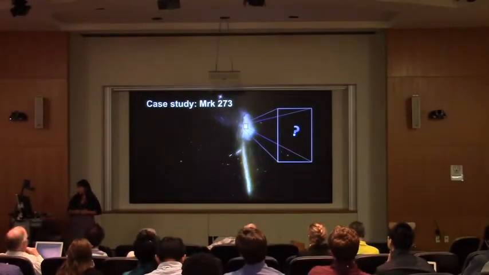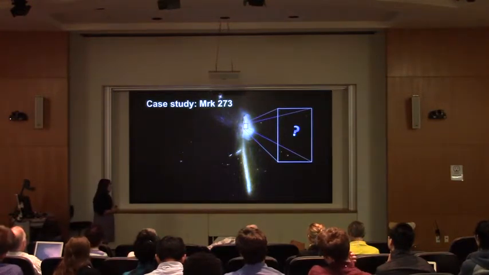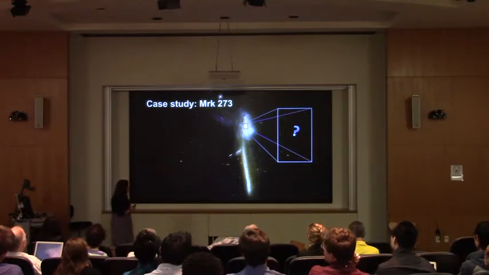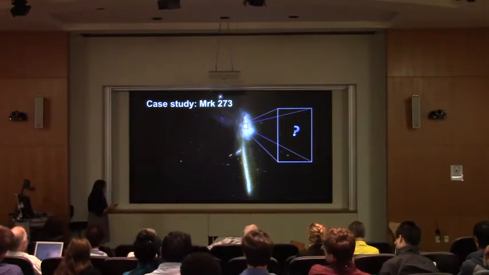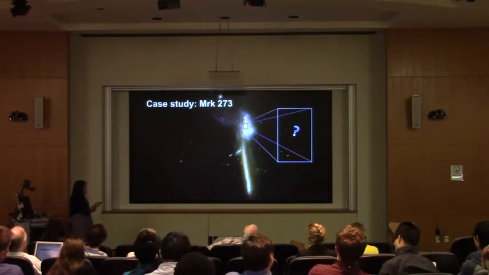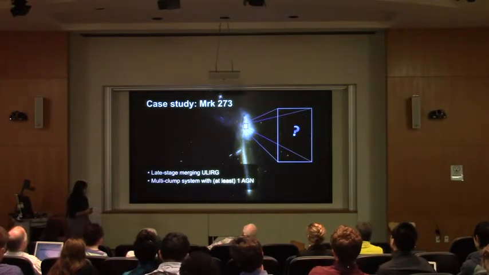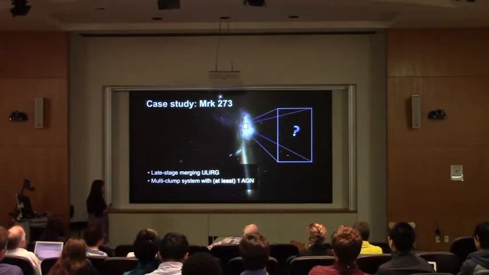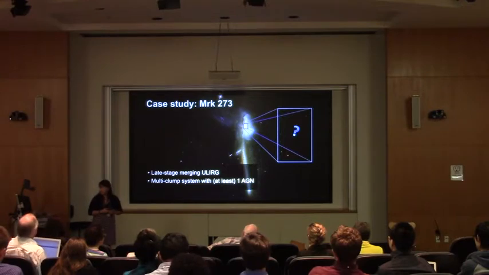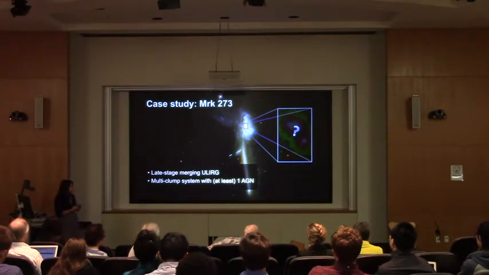So let me start off with a case study to show you what the data looks like and what we can learn from it. I think everyone has a favorite ULIRG. This is mine, Mrk 273, and it is a late-stage merger, as you can tell from the big tidal debris, but seemingly just one envelope and one body. But it is an interesting system because it actually features multiple clumps in the center with at least one AGN from X-ray observations. And so what does the OSIRIS data actually look like?